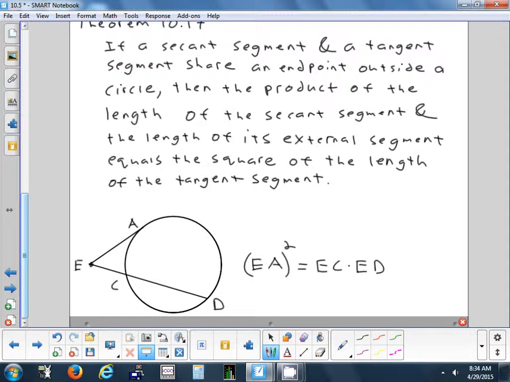If I was making the reference sheet, I would just copy down this picture and the formula that's next to it. If you want to copy down the whole theorem, it's also on page 630. But honestly, I don't think there's any value on the test. Copying down all those words won't really help you.